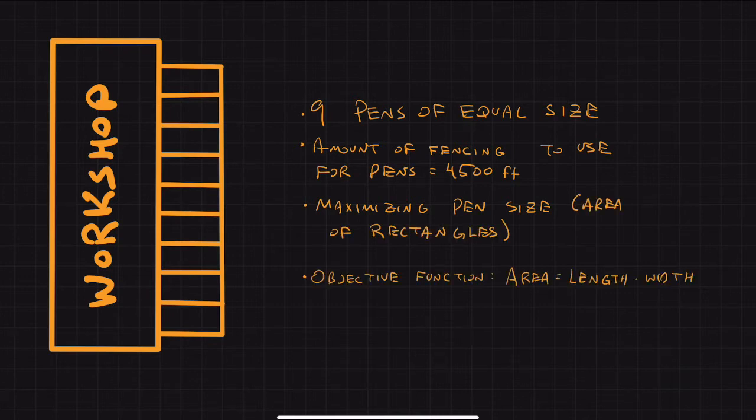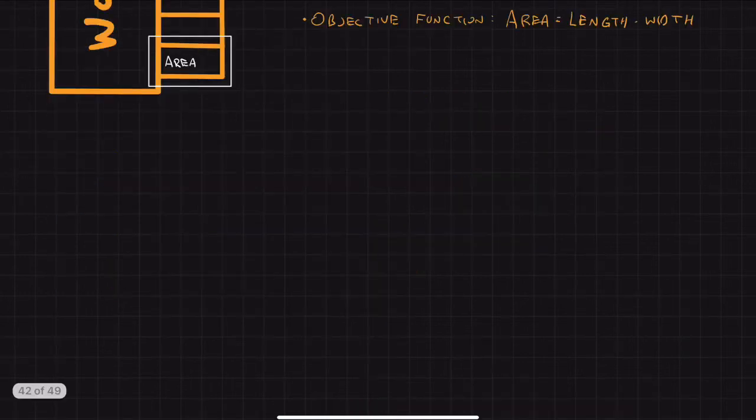That clues us in to what our objective function is going to be. The area of a rectangle is length times width. That's our objective function. And that is all the information that we have. So let's look at this diagram again. We're trying to maximize the area of all these pins. So let's just focus on a single pin.